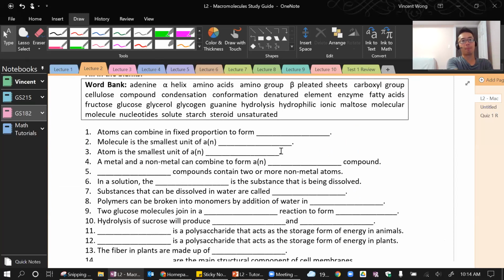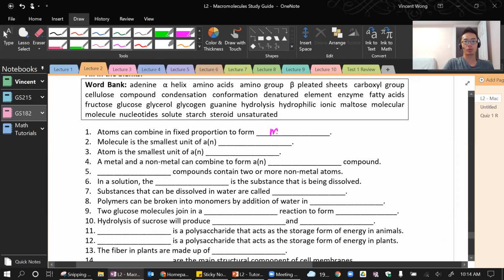Okay, atoms can combine in fixed proportion to form molecules. A molecule is the smallest unit of a compound.